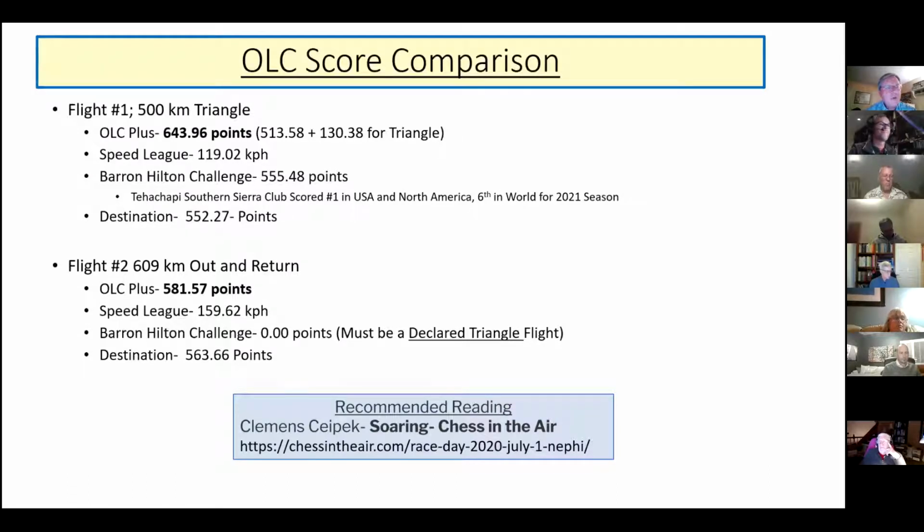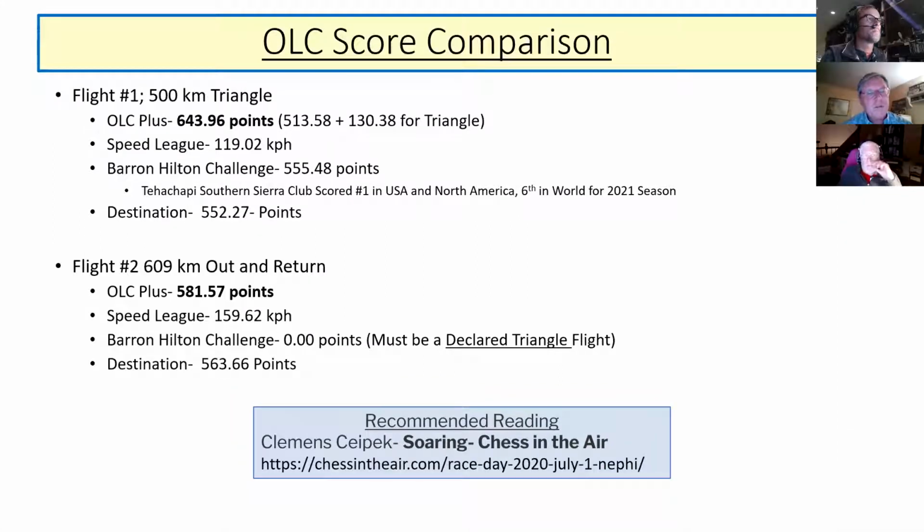So for the out and return, I actually flew further, but I got fewer points because I didn't get that triangle bonus. Flew a whole lot faster. I did do a lot better score on the OLC Speed League. It's one of the fastest flights of the season in our region. So that was a whole lot better.